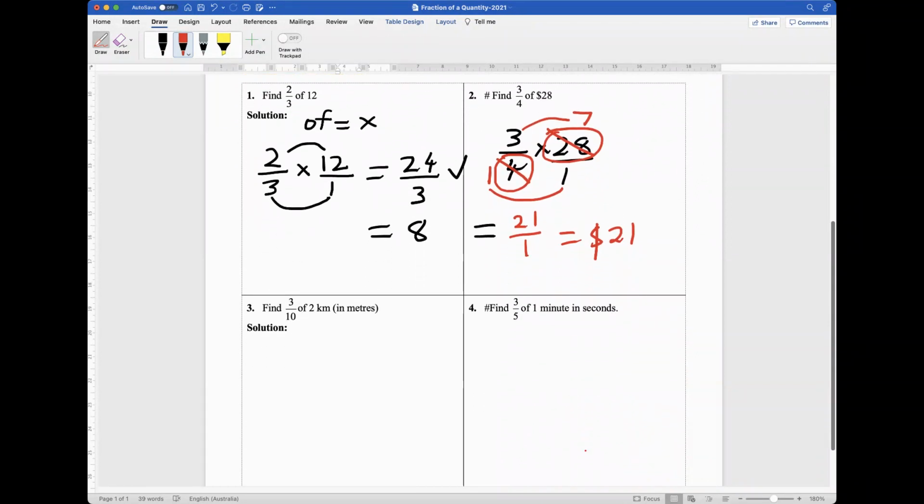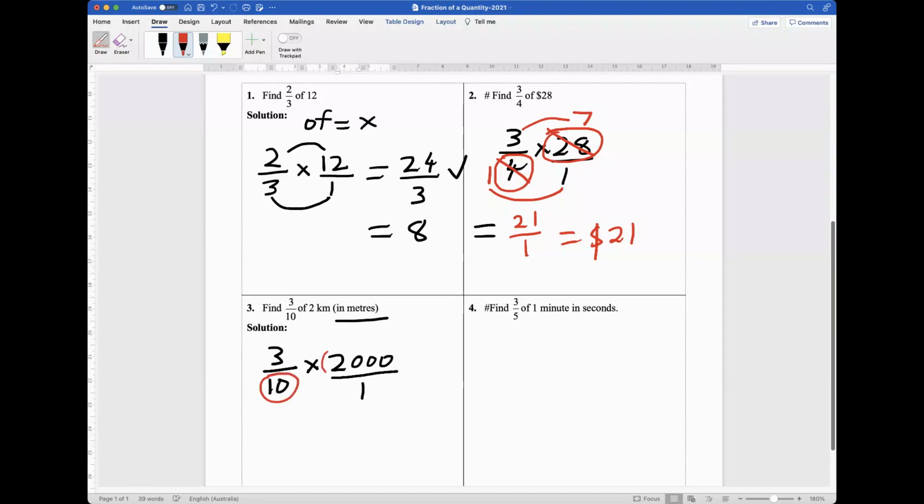Let's have a look at the next one. Finding 3/10 of 2 kilometers. Let's do the same thing again, which is we're going to change the of into times. Now it's got to be in meters. You've got to be careful here, it's got to be in meters. So we've got to write this down as 2,000 meters. It's a whole number, so we're going to put that over 1. Now we could just multiply the fraction, but we'd like to simplify beforehand if we can. That'll make the multiplication easier.